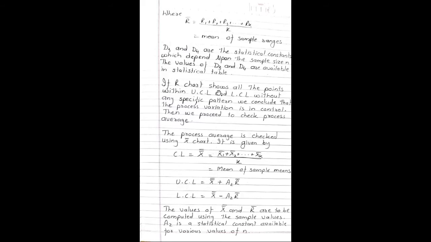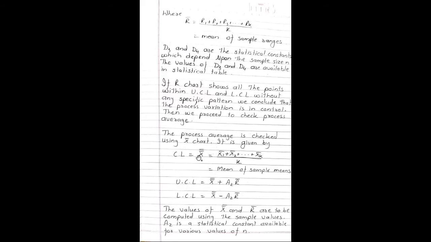If our chart shows all the points within the upper control limit and lower control limit without any specific pattern, we conclude that the process variation is in control. Then we proceed to check the process average. The process average is checked using the X bar chart.